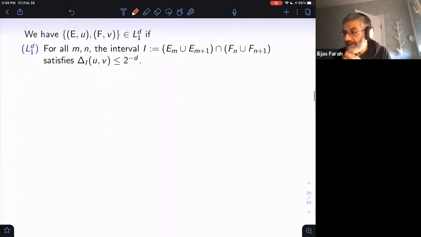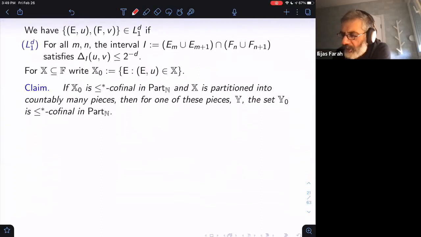All right, so now let's look at 1. OCA tells us that for every D, we can cover our F by countably many LD1 homogeneous sets. So let's take a look at LD1. It says that for every pair M, n, if you look at this interval I, it satisfies delta I of UV is less or equal than 2 to the minus D. Right, so this is the negation of the condition for, I mean, this is the complement of LD0.